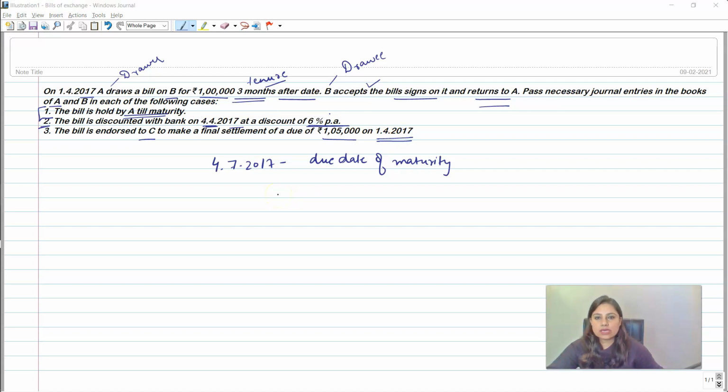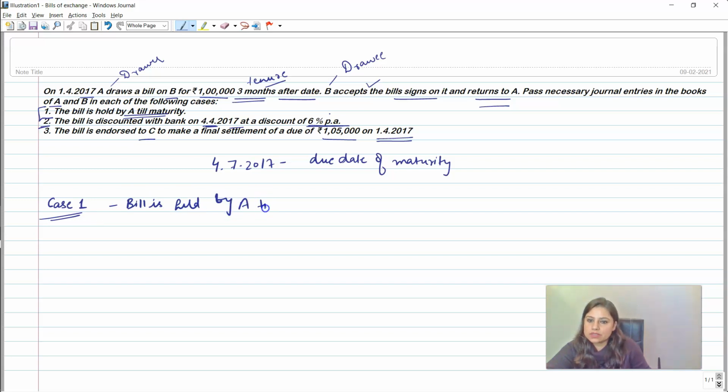So in this illustration, in the books of the drawer and in the books of the drawee, from the start when the bill is accepted till the date of maturity, you have to pass the journal entries in the journal book. So what is the format of the journal? We'll solve these one by one, and on a case-to-case basis we will pass the journal entries. So the first case, case 1: the bill is held by A till the date of maturity.